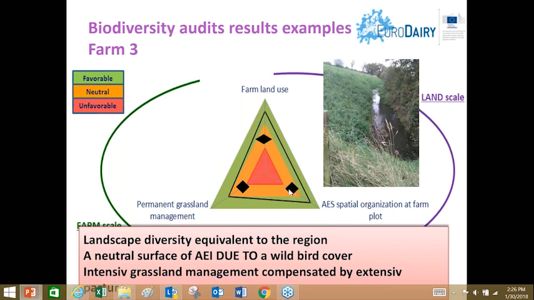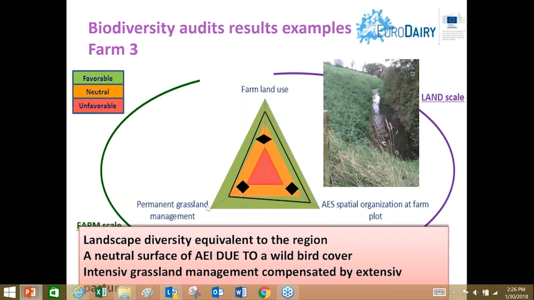But the impact was still neutral because he managed to build a wild bird cover with the help of the Wild Bird Association of the region. And because of this wild bird cover, it compensates, in fact, for the lack of natural habitats on the farm. And that is a very interesting cooperation, I think.